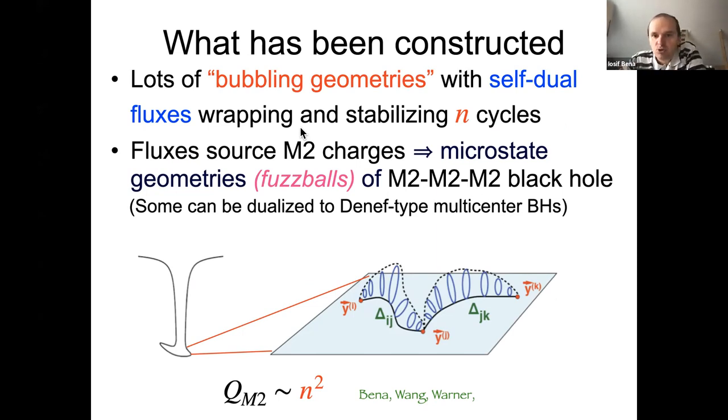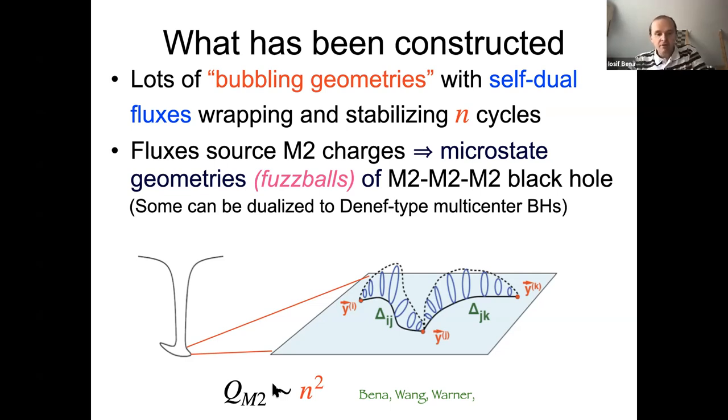Basically, we wanted to find microstate geometries, or fuzzballs, of the M2 black hole. These bubbling geometries have non-trivial cycles with non-trivial fluxes. And you can ask a similar question: given n bubbles, how much charge do you have? How many charges do you have given n bubbles?